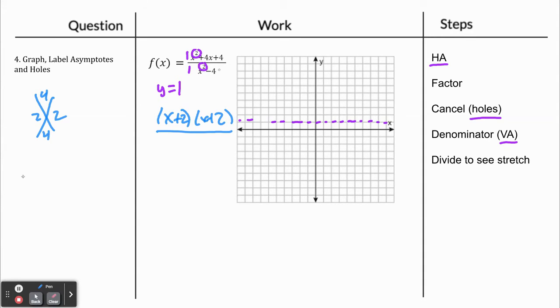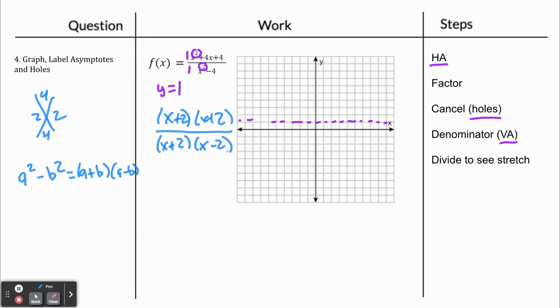If we remember the difference of squares, where we have two perfect squares that are being subtracted, that is like saying we're adding the square root of both of them and subtracting them. So in this case, I get x plus 2 times x minus 2.